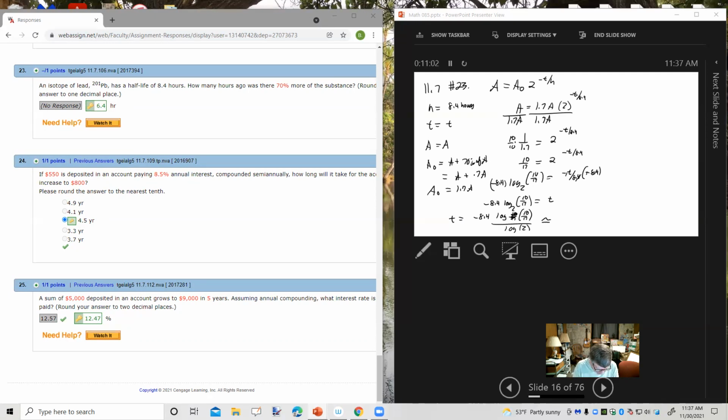Negative 8.4 times the log of 10 divided by 17, close that up, all divided by the log of 2, close that up. And I get 6.43049, et cetera. It says round to one decimal place, the 3 rounds down, so 6.4 hours.